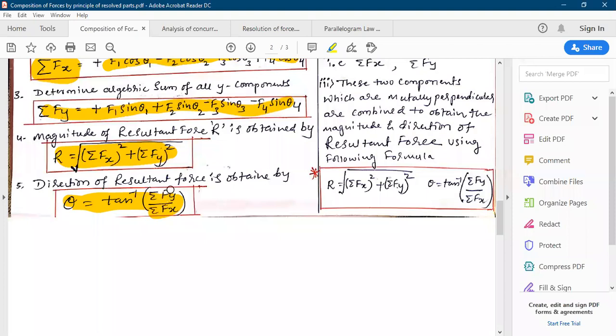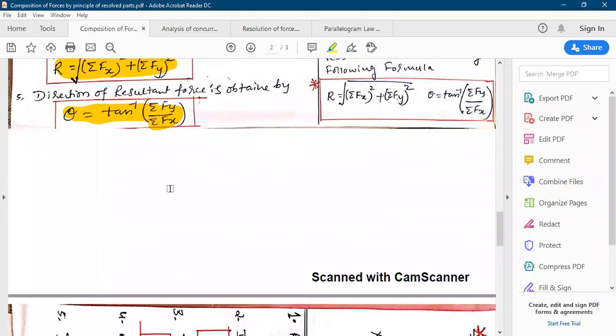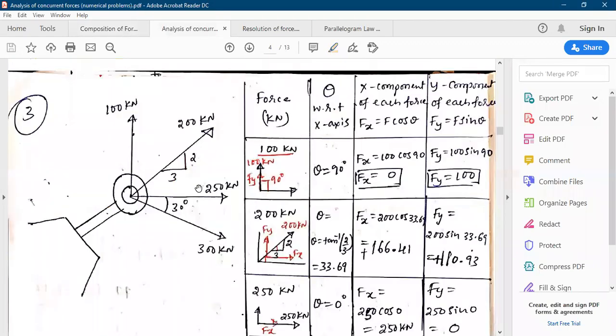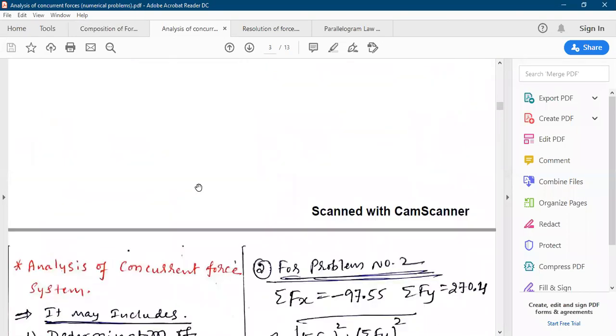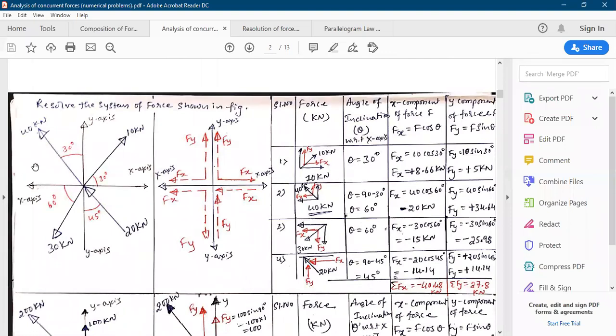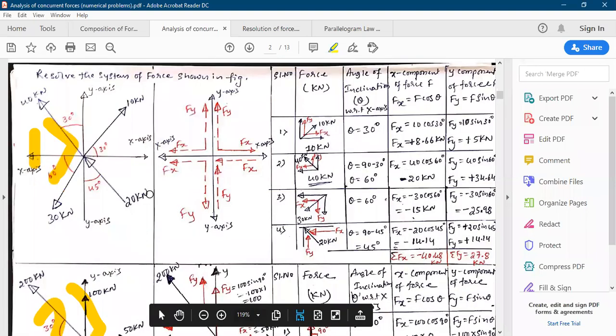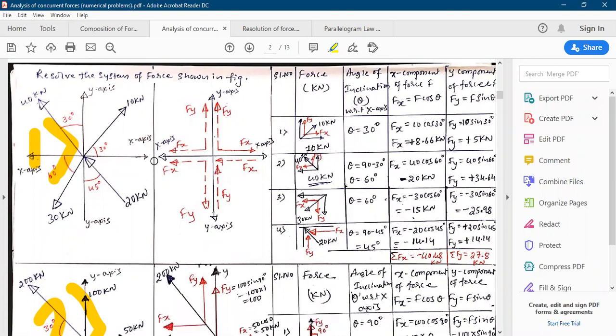So by using this formula, we have solved some problems. Those are like this: this is problem number one, and this is problem number two. We have to identify the direction and magnitude of the resultant. So what is the r value and what is the theta value for this complete system of forces?